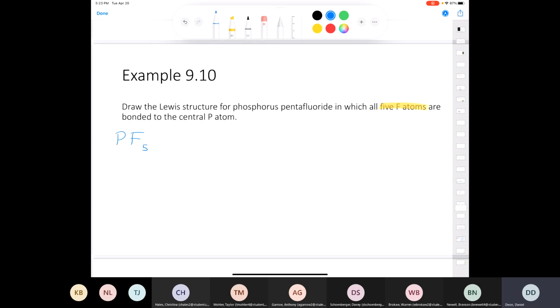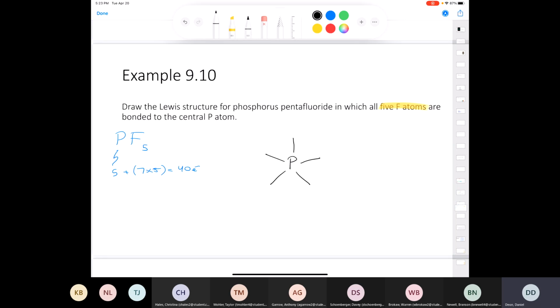So for phosphorus, phosphorus is in group 5A. We have 5 valence electrons plus 7 valence electrons for fluorine times 5. So that gives us 35 plus 5, which gives us a total of 40 valence electrons. I'm going to start by putting my phosphorus in the middle. It's going to be surrounded by 5 bonds to fluorine. So 1, 2, 3, 4, 5, like this.